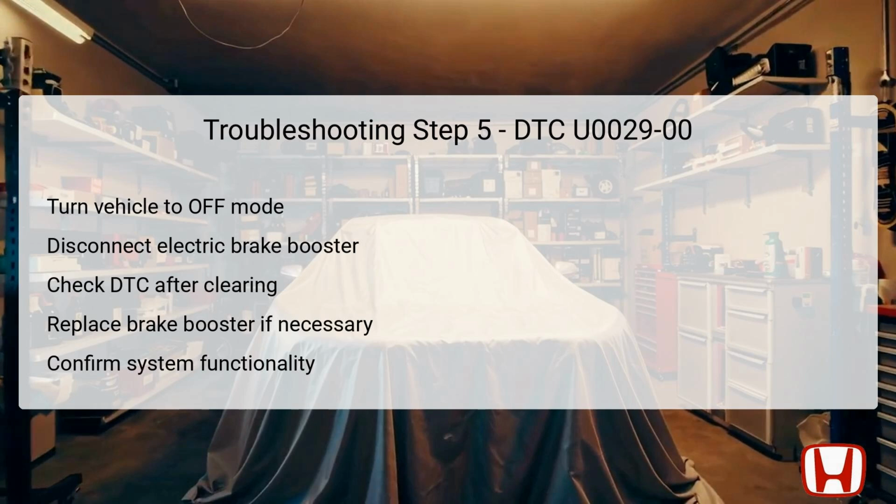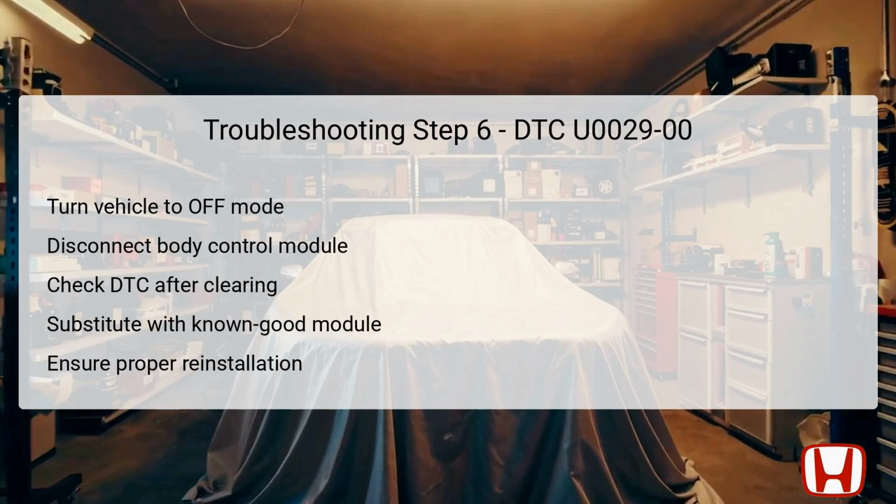Once disconnected, turn the vehicle to on and proceed to clear any DTCs using the HDS icon. After clearing the codes, turn the vehicle off and wait for a moment before returning to the on position. This waiting period is crucial for the system to stabilize before you check for any reoccurrence of DTC U0029-0. If the code returns, it could signal a problem with the electric brake booster, necessitating replacement to restore normal braking and communication functions. Moving on to the next step, we will check the body control module for malfunctions.